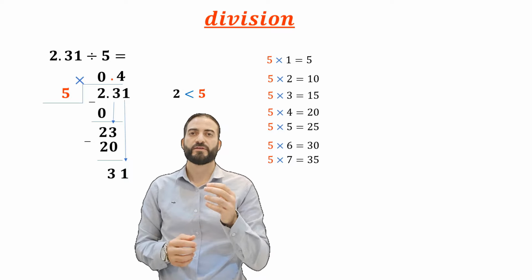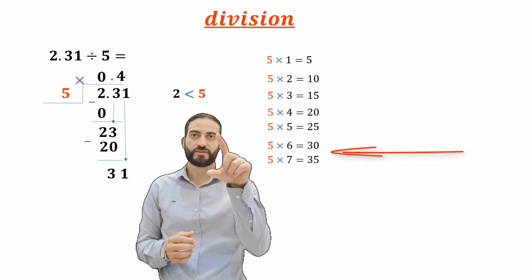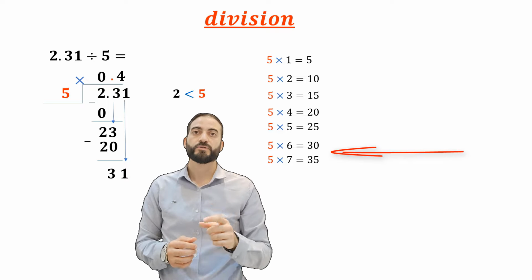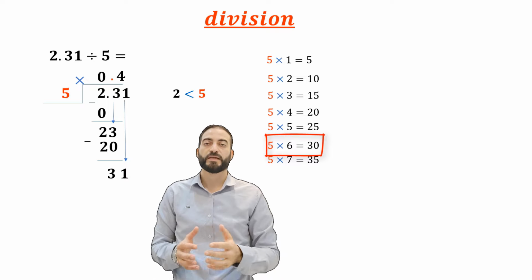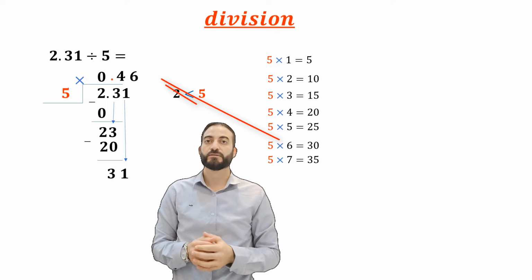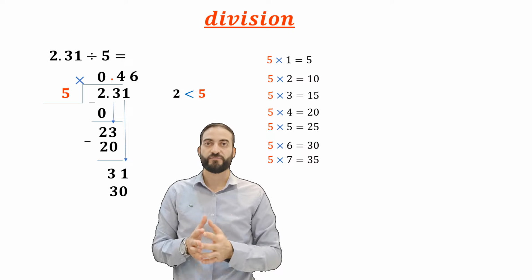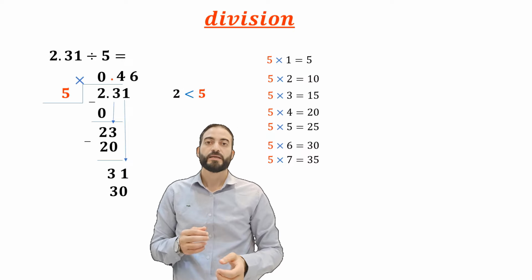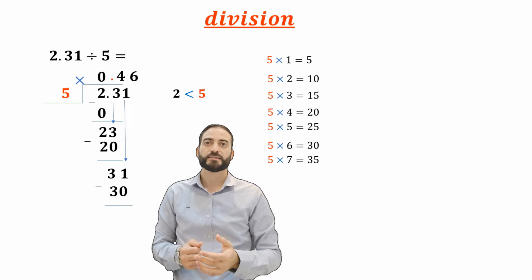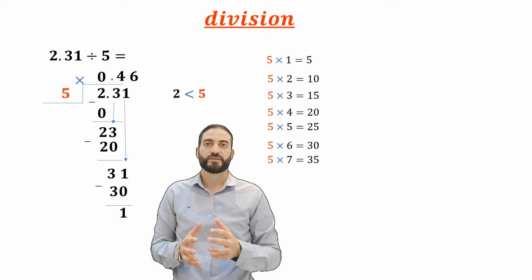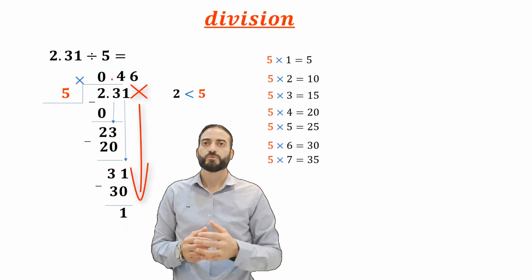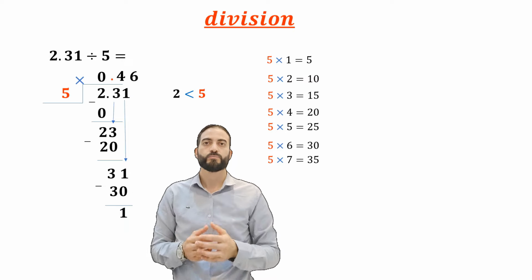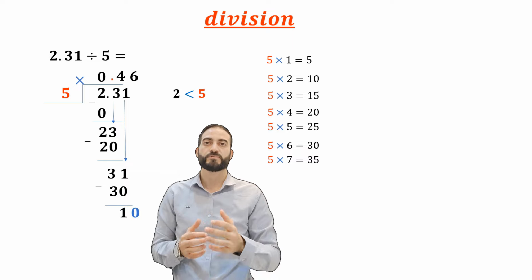We find that 31 is here between 30 and 35. So we take the smaller one, that 5 times 6 equals 30, and we put this 6 here and immediately multiply it by 5 to get 30. Now we do a subtraction to get 1. Because 1 is less than 5, also there is nothing here. So we can now put 0 to complete the process.